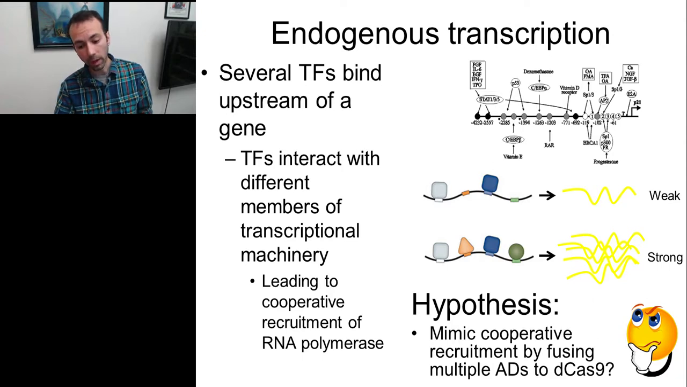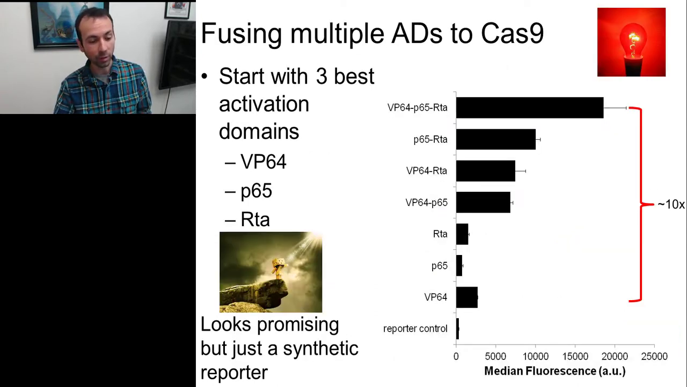So we had a very simple hypothesis, and that was, can we mimic this cooperative recruitment by simply fusing more activation domains to Cas9? So what does that look like? We started with our 3 best activation domains, also kind of known as the only 3 that actually worked, which are VP64, P65, and RTA. And then we used the same fluorescent reporter assay.